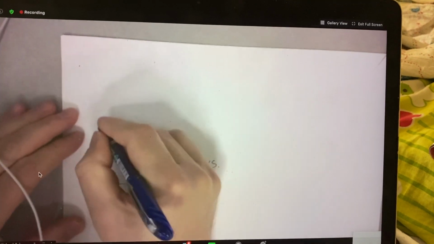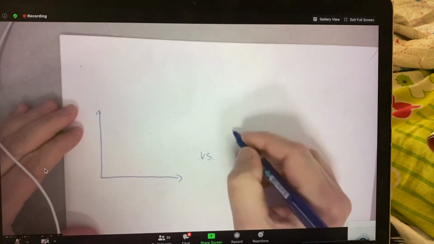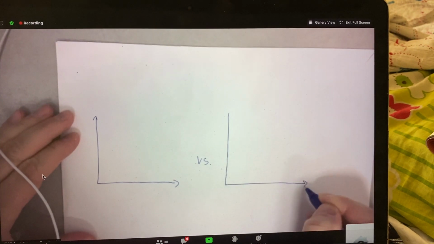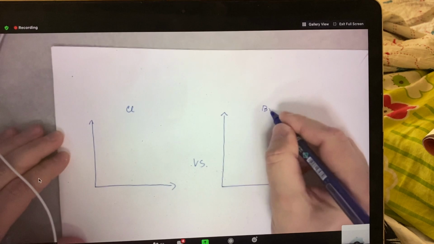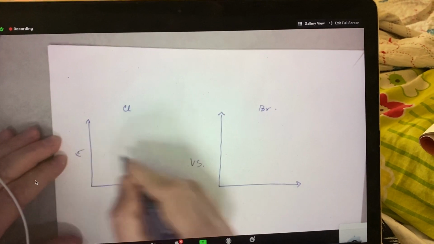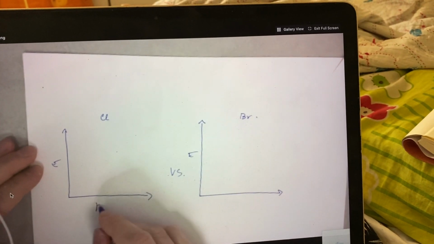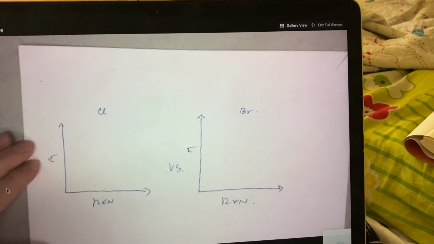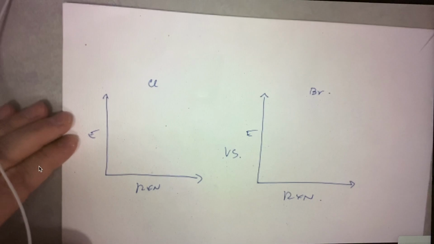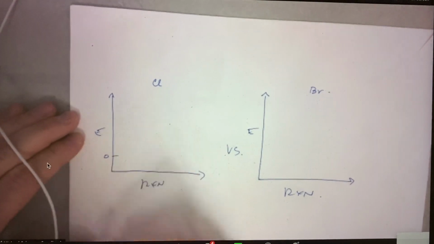The first propagation step of chlorine versus the first propagation step of bromine. So we'll do chlorine here and bromine here. For the reaction with methane, this is energy, and this is reaction coordinate. We're just going to graph that first transition state. So we start at 0.